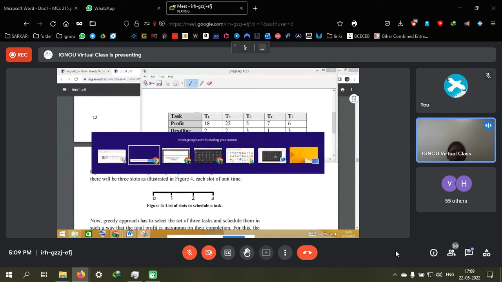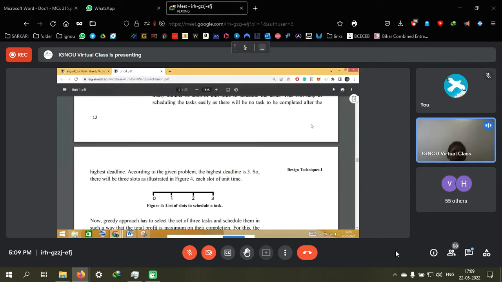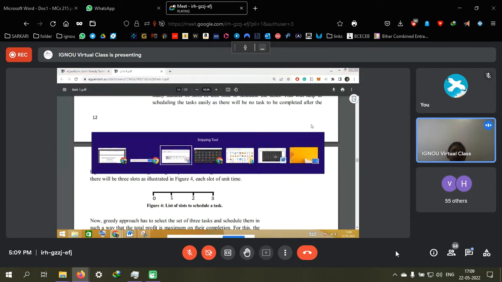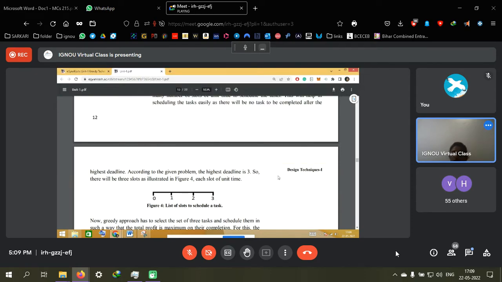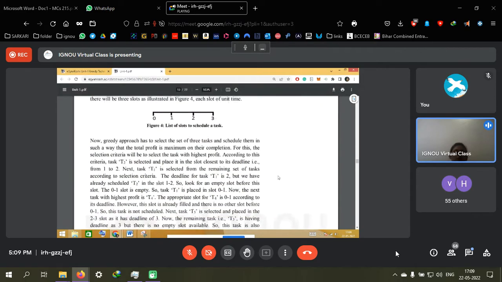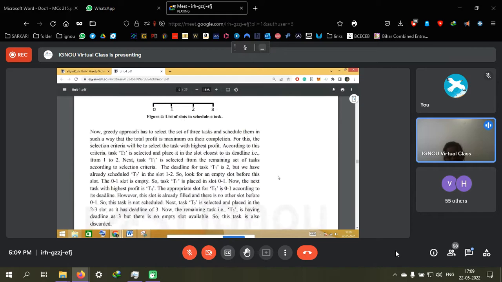According to this problem, the highest deadline is 3, so there will be 3 slots, each slot of 1 unit, like 0 to 1, 1 to 2, 2 to 3. Now the greedy approach has to select the set of 3 tasks and schedule them in such a way that the total profit is maximum on their completion.